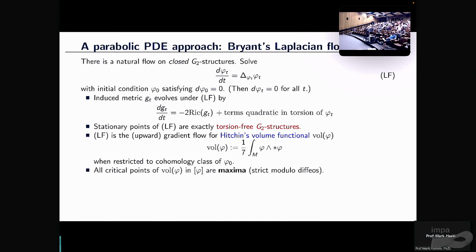And similarly, we can ask: what is the nature of the critical points of the Hitchin volume functional? It's well known that those are all maxima. So this is in keeping with this being an upward gradient flow. And all of these critical points are actually strict; obviously, if I have any solution and I move it by a diffeomorphism, then I get another solution, but they're strict maxima modulo diffeomorphisms.